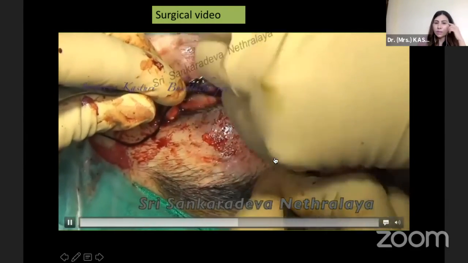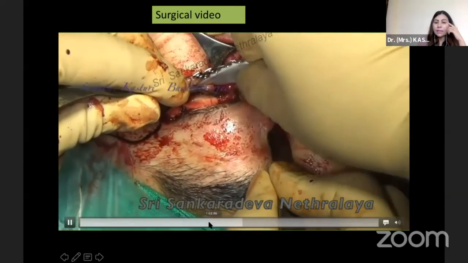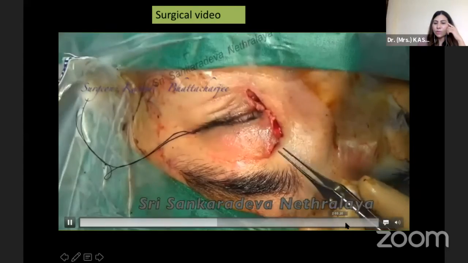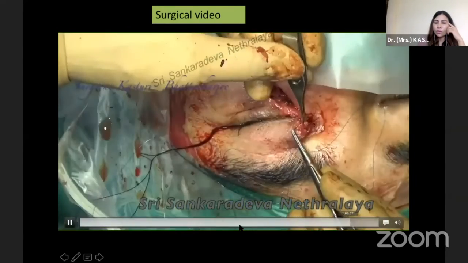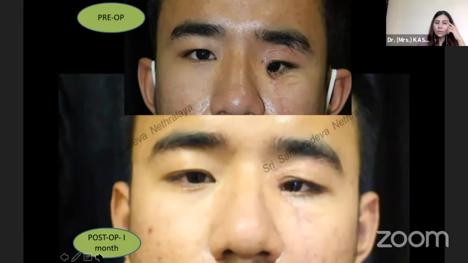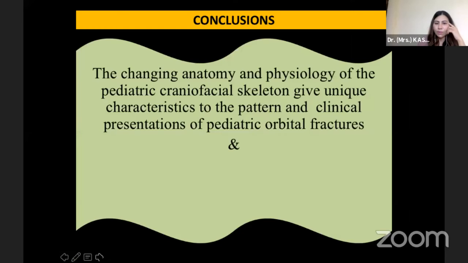There is also dystopia of the medial canthus, and this is the empty B plate that I usually prefer in such children, and along with it, you also go for management of the canthal dystopia. And this is how he looks approximately a month following surgery.